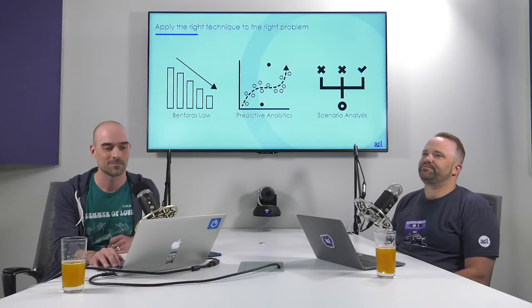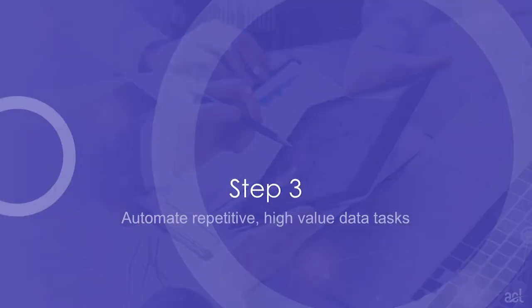Cool. Step three is taking all of the stuff that you did in step one and step two. What are the things that are highly repetitive, the high value tasks that you do the most or take the most time, and automating those away? So in ACL language, we write scripts to do this.